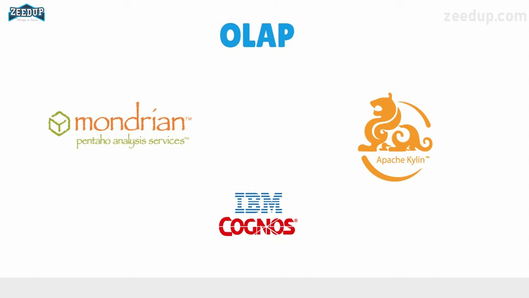OLAP performs multidimensional analysis of the data and provides the possibility of trend analysis, sophisticated data modeling, etc. It is the foundation for many applications for business performance management, planning, budgeting, forecasting, financial reporting, analysis, simulation models, etc. Some examples of OLAP are Mondrian Server, IBM Cognos, and Apache Kylin.